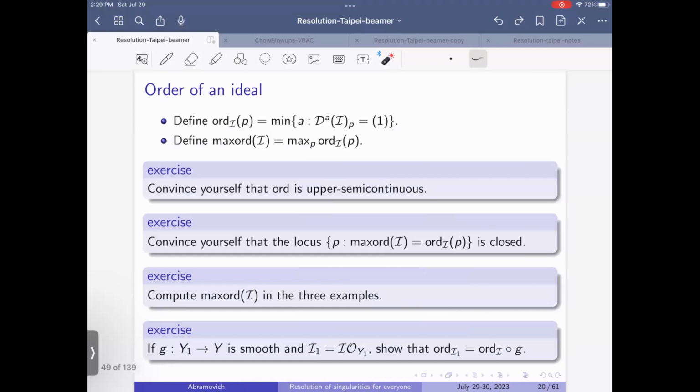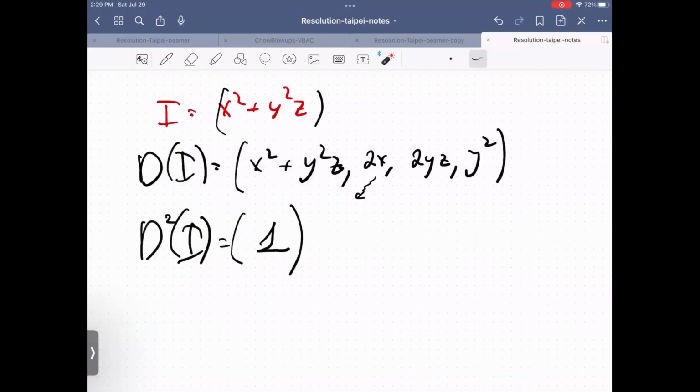So the first exercise is to convince yourself that ord is upper semi-continuous. I'll give you a hint in a minute. Also convince yourself that the locus where the maximal order is attained is closed. That's related. And compute the maximal order in the 3 examples. Okay, so we can do it in the example here, because we calculated D of I. D of I is not a unit ideal.